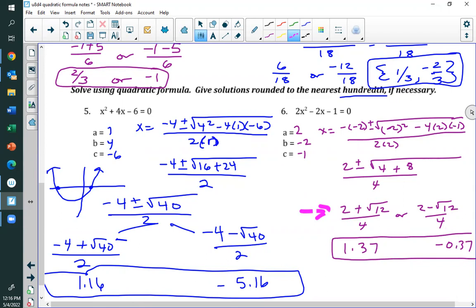Can I simplify the square root of 12? Do you guys remember this? It's really the square root of 4 times 3, right? So that's really 2 roots of 3. So there's lots of simplifying that I could do, but I didn't ask for that. I just asked for decimal.